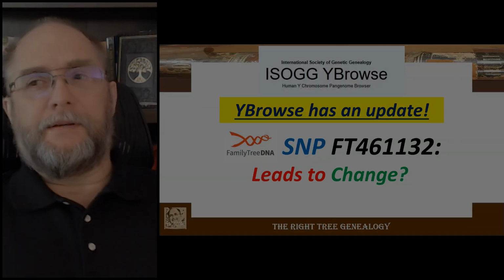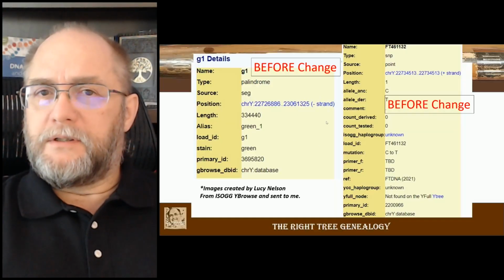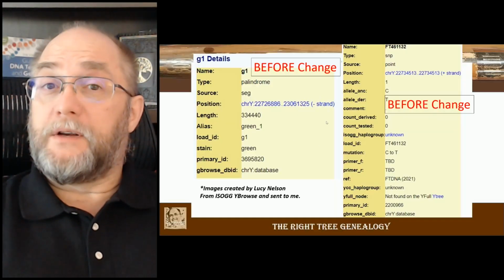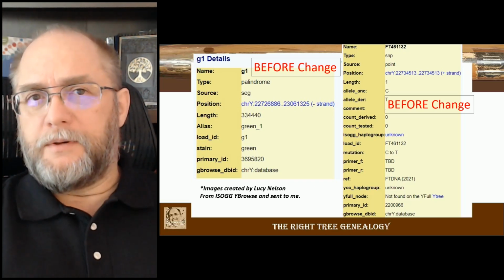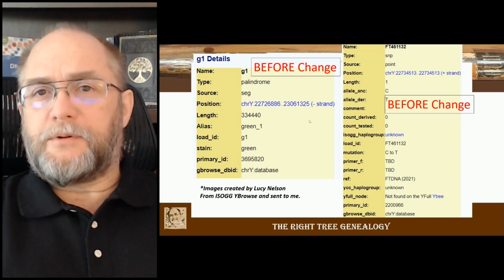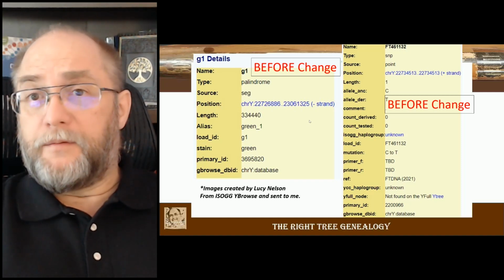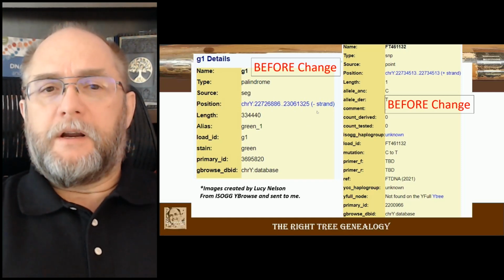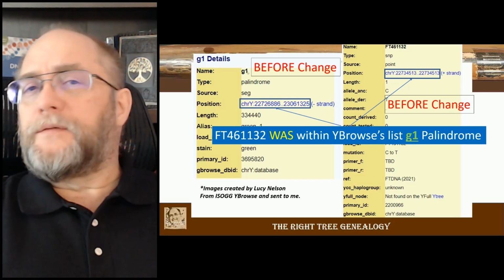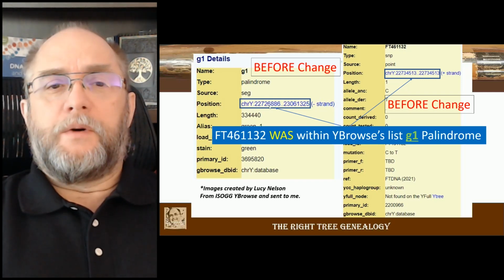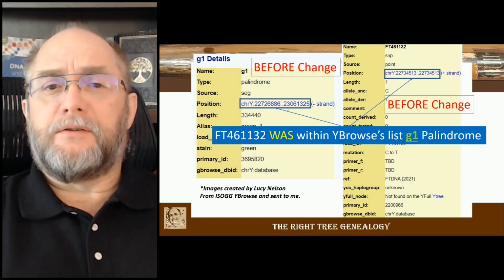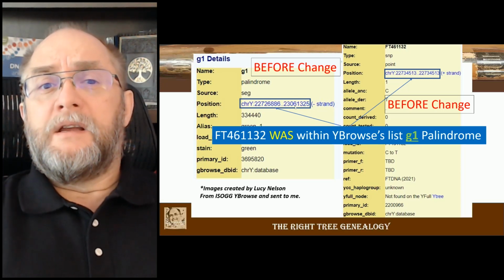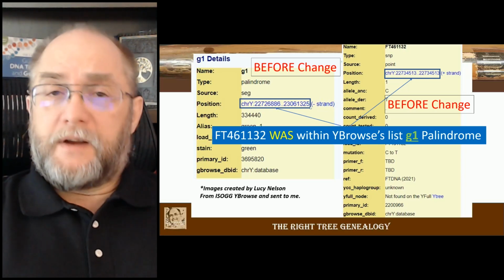Here's what happened. And by the way, I did not have a capture of these two images, but someone else did. One of my viewers of the videos, Lucy Nelson, actually captured these from the ISOGG website before anything took place. If we look at this, this is the range for the G1 palindrome: 22,726,886 to 23,061,325. That's what it was.